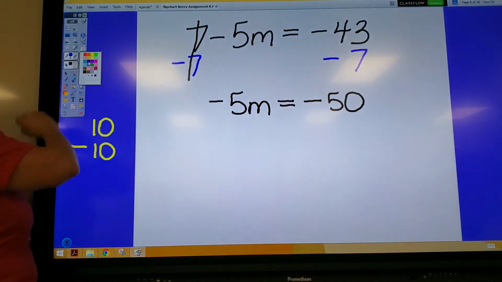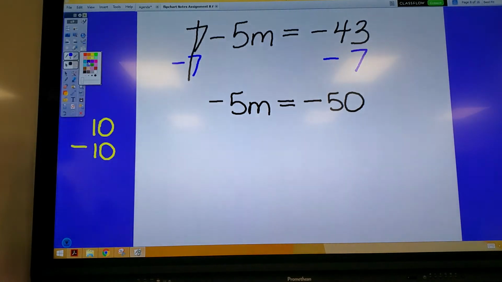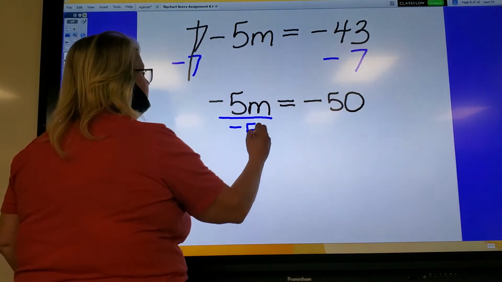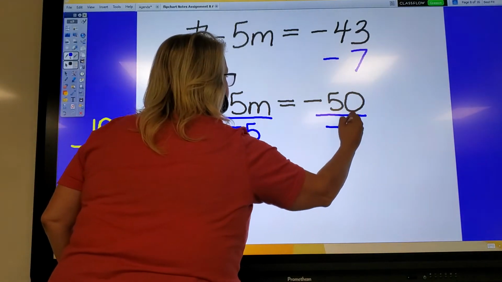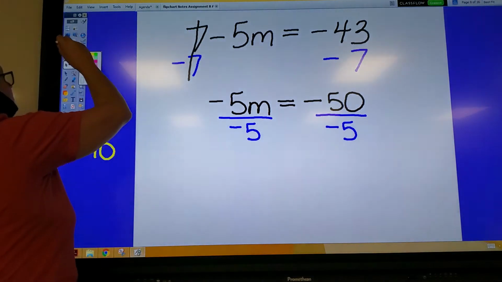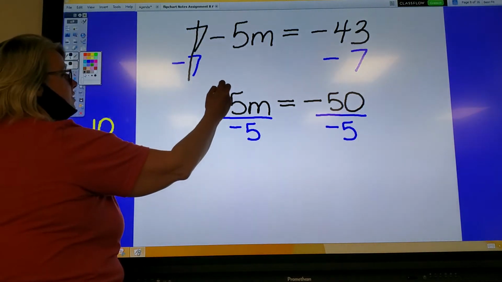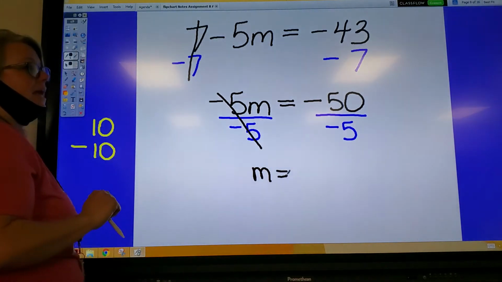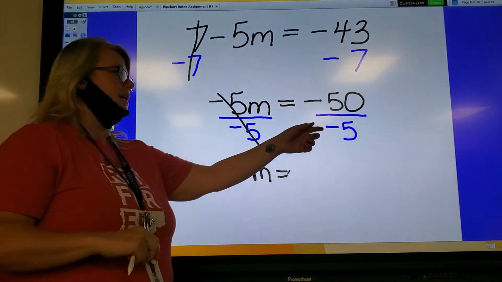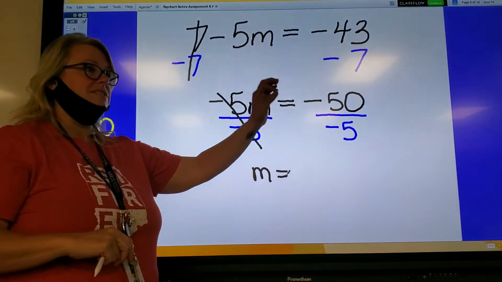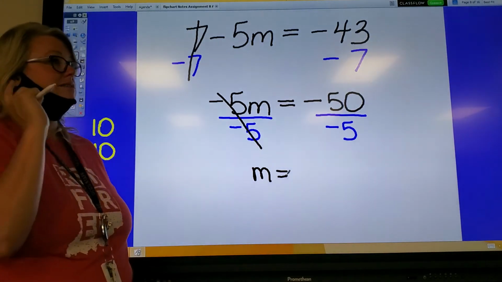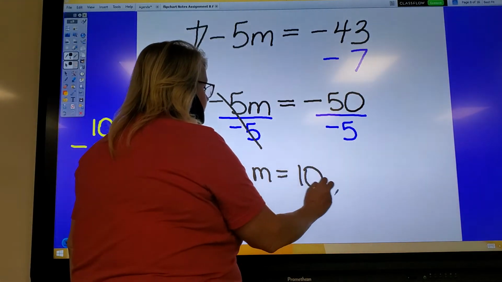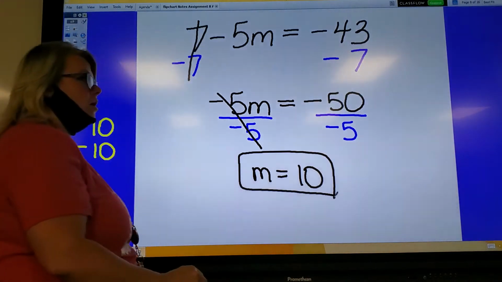Second step, when we divide to get rid of our coefficient, make sure that you're dividing by a -5 and not a +5. Okay, we have to divide by a -5 so we aren't left with a -m. Now, over there, a -50 divided by a negative 5. If the signs are the same, the answer is positive 10. Positive 10 for our answer.